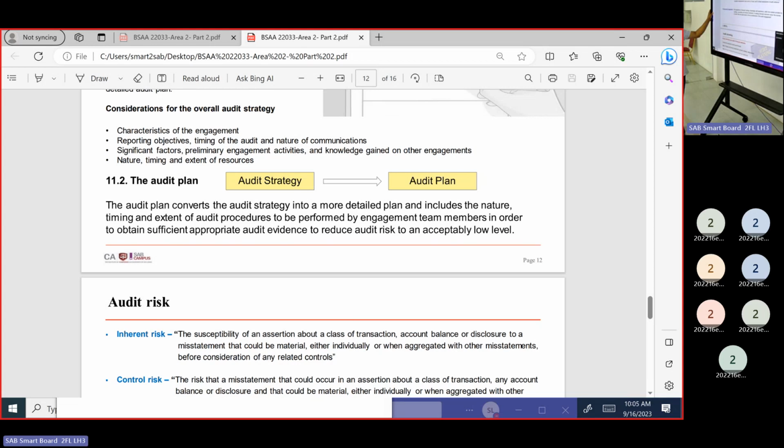50% of PE, 5% of PE. PE means tolerable error, the material error. Tolerable error: how much error we can tolerate. So the scope: we are going to test 50% of PE, or 5% of PE.